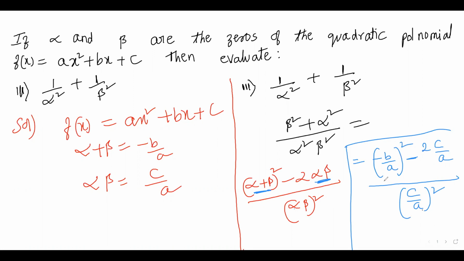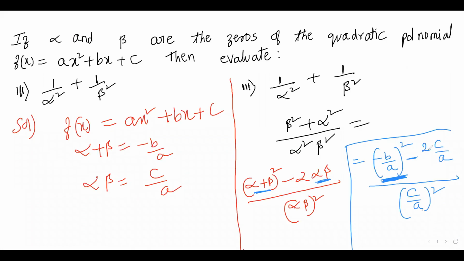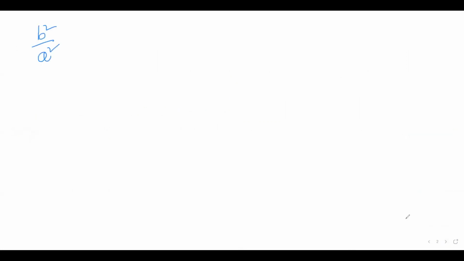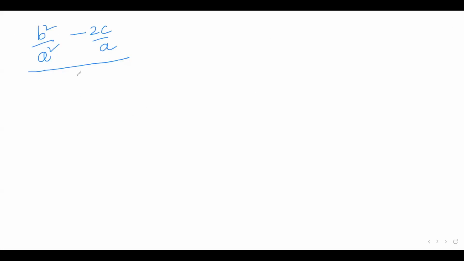When you square, I already told, minus will disappear. You will be getting b square by a square. Minus disappeared. Minus 2c by a. And in the denominator, you are having c square by a square.